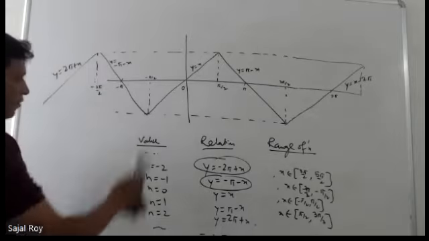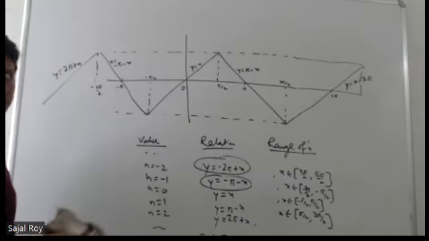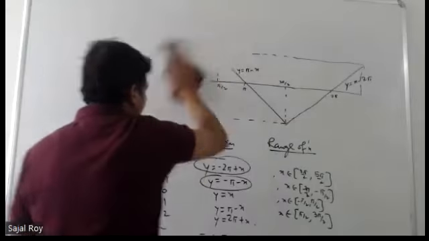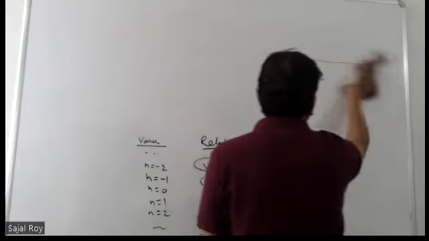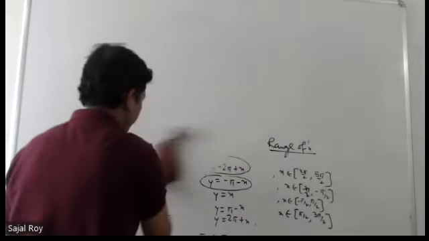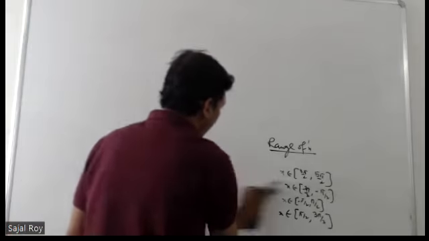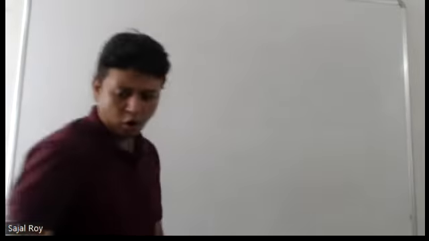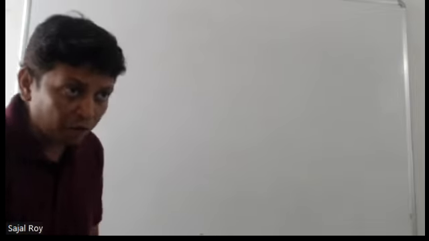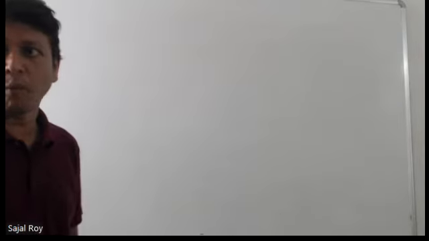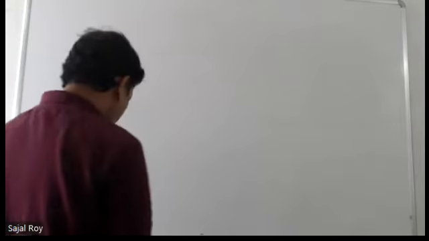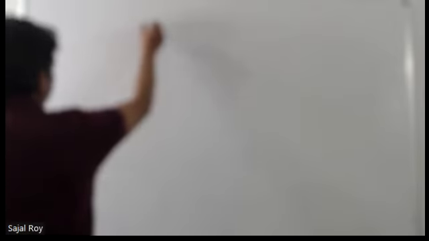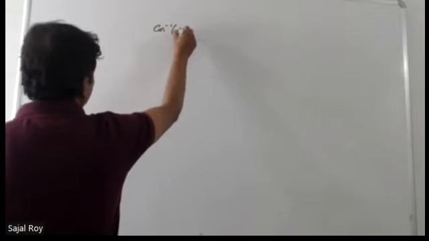Can I erase this graph now? I will move to the next one, cos. Actually, this understanding is the main part of the inverse. How will you relate? You have a lot of formulae in inverse, a lot of things. But how will you relate? That's the main important part of it. So let me go to cos inverse cos x, right? Next is cos inverse cos x.